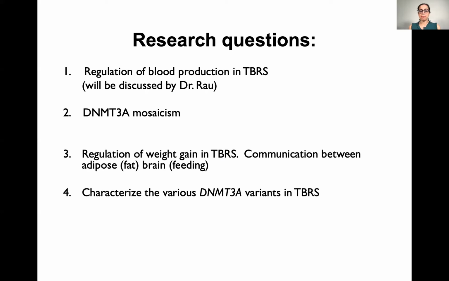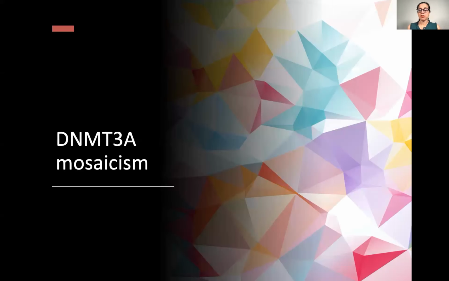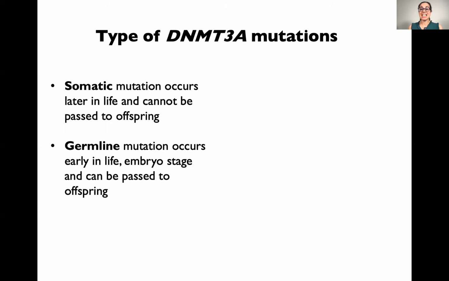And finally, I want to tell you about another study we're doing, where we try to understand how each of the mutations is different. Although we see many symptoms and associations with TBRS that are quite similar between individuals, the mutations are quite different. So I'll show you how we interpret this and how we use the different mutations to understand something about DNMT3A. So let's get started. The first topic I would like to talk to you about today is DNMT3A mosaicism. So what is DNMT3A mosaicism, and what is mosaicism?